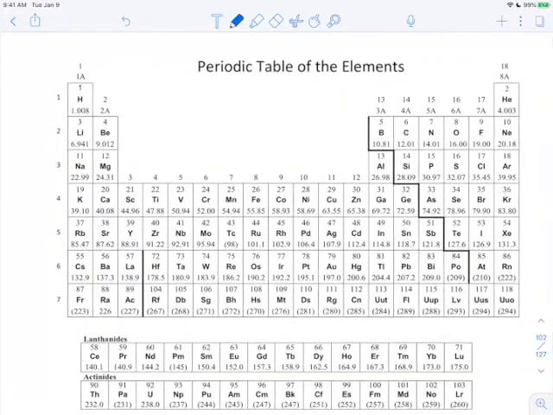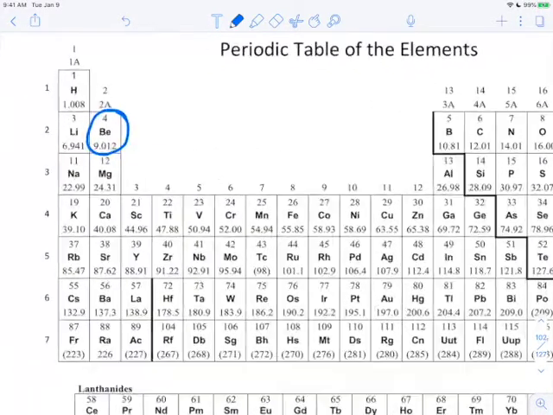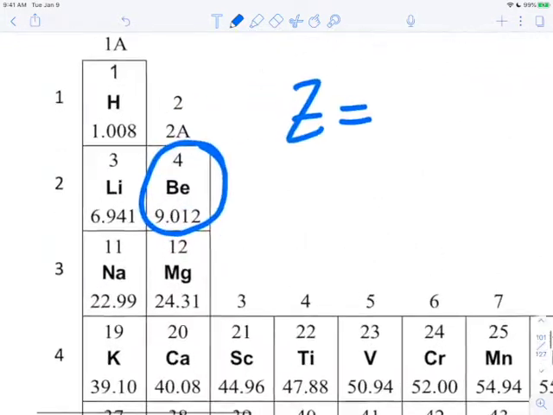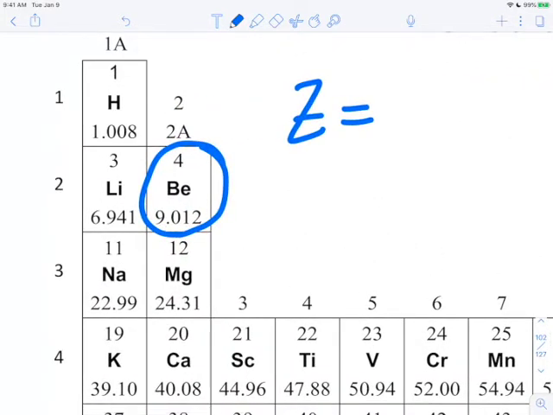All right, so taking a look at this beryllium right here. How many protons does beryllium have? All right, so I'm seeing 4. Any questions on how we figured out that beryllium has 4 protons?